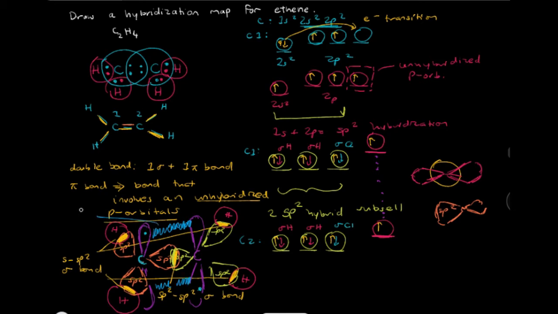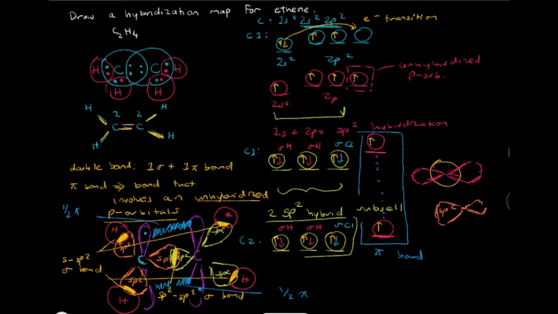So this is 1/2 pi, and this is another 1/2 pi. Okay, and that's basically what this portion is. This is the pi bond, right? Here you can see the sigma bonds. There's a sigma bond here, these are all sigma bonds, and there are also sigma bonds here as well. Okay, so that's the idea behind that.